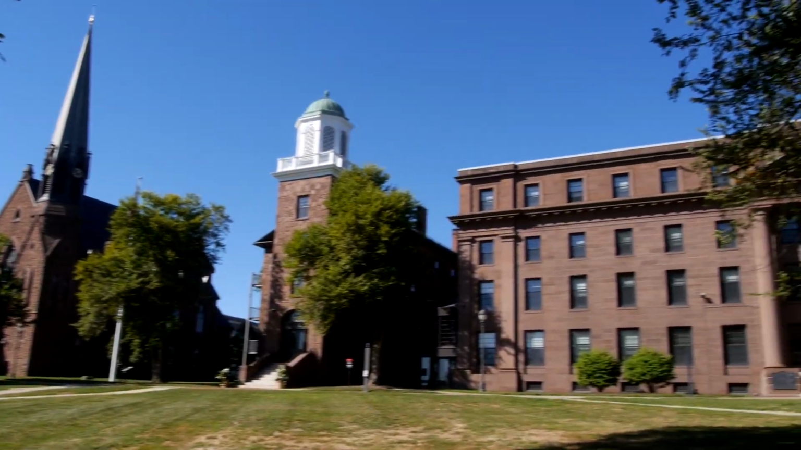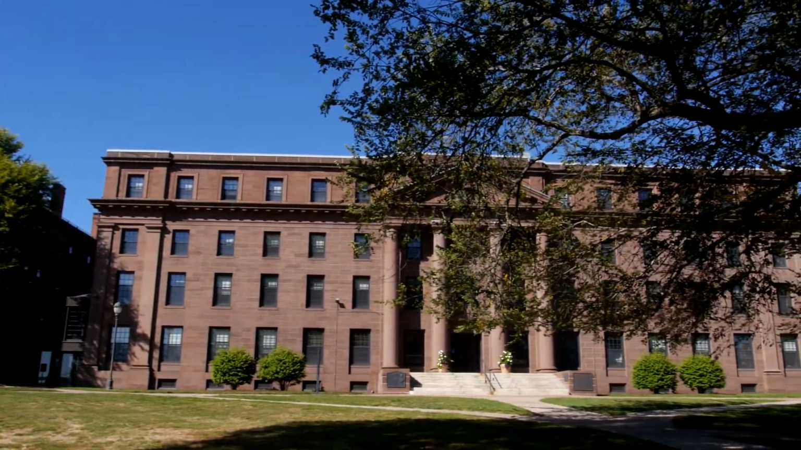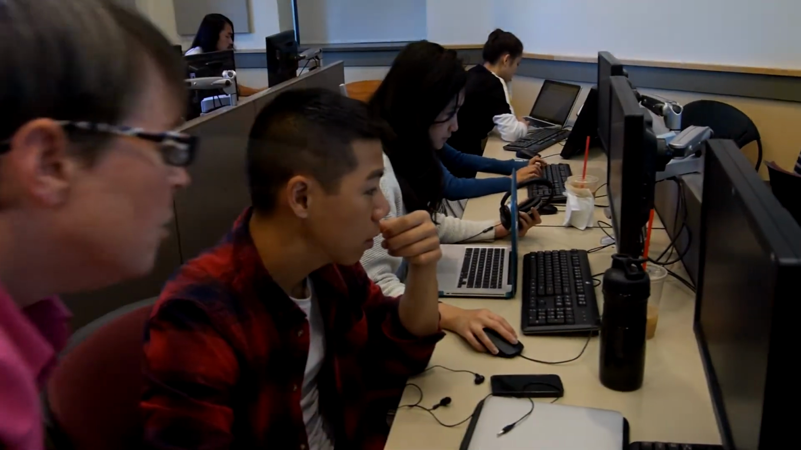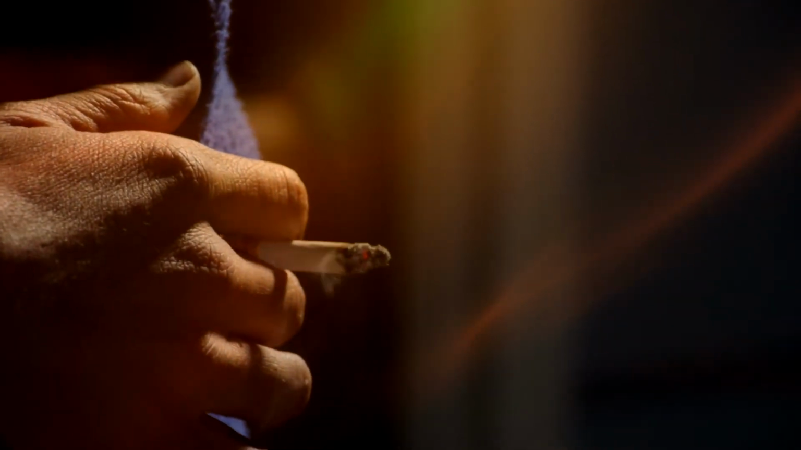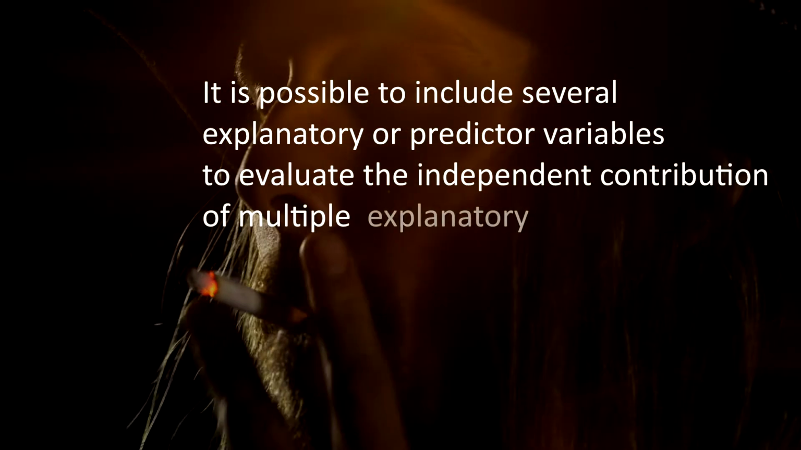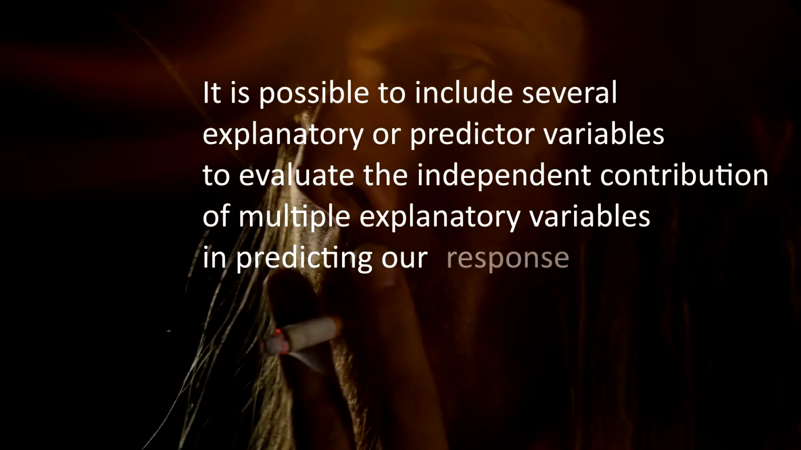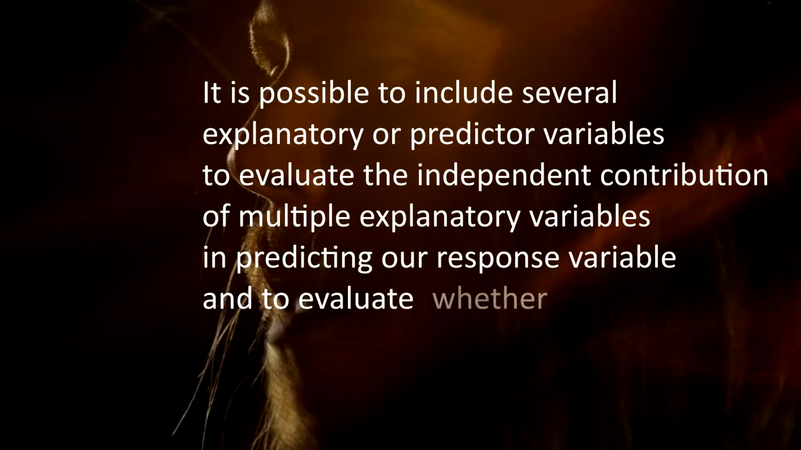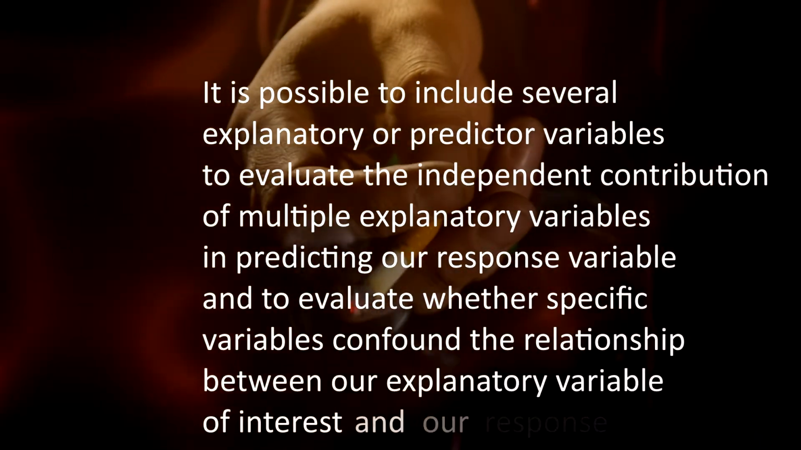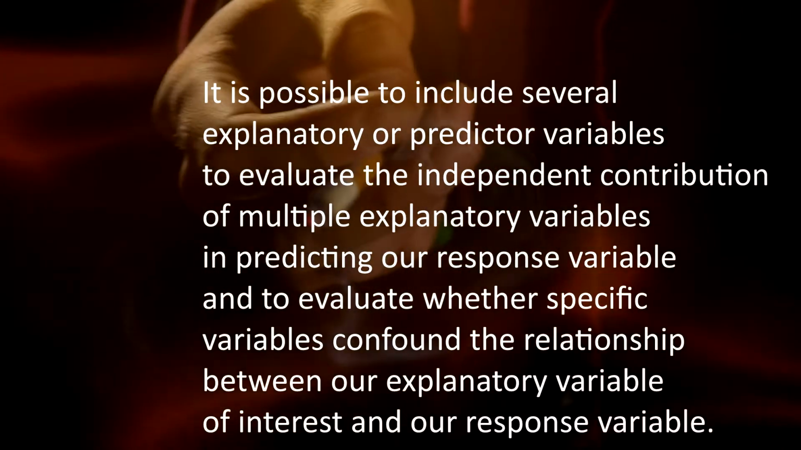There are a lot of factors that contribute to internet use rate and nicotine dependence, the response variables in each of my examples. If we had more information, and if we included those other factors in our model, it is quite possible that our expected values would be even closer to our observed values. We could include several explanatory and/or predictor variables into our model in order to evaluate both the independent contribution of multiple explanatory variables in predicting our response variable, and also in order to evaluate whether specific variables confound the relationship between our explanatory variable of interest and our response variable.